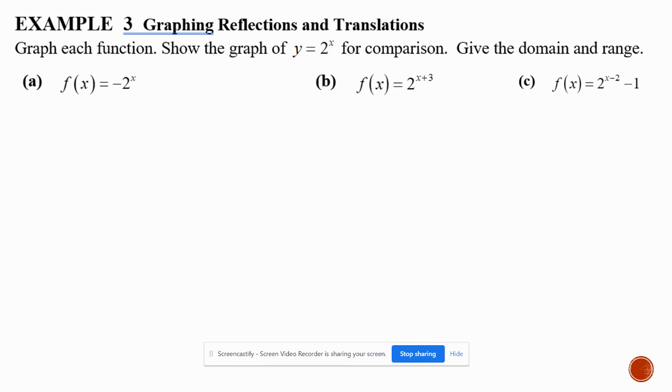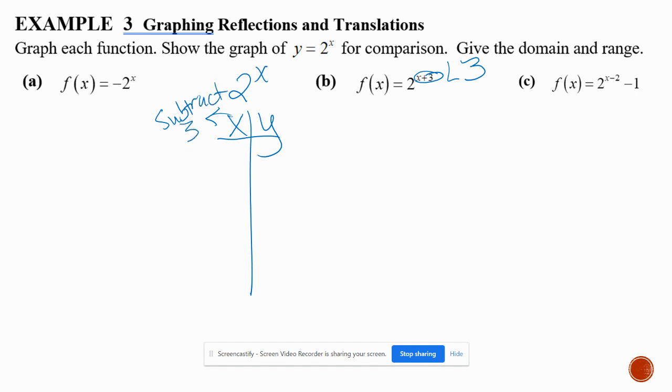And blue. Letter B, 2 to the x plus 3 power. You can put this in your graphing calculator. Otherwise, x plus 3, remember, x's are liars. They always do the opposite of what they say, and this is a left 3. So if I start with 2 to the x on my table, then I would subtract 3 from all of my x values.